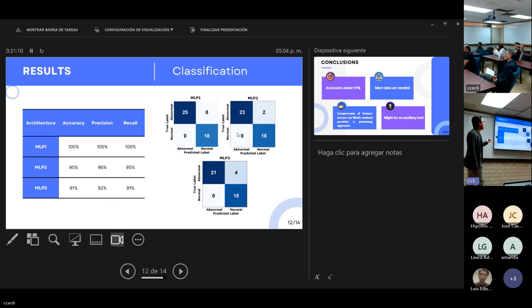So it can be seen that between the largest and the smallest architecture, the difference in accuracy and recall is about 8-9%. So we were capable of performing this classification with 26 neurons, and this type of architecture might be implemented in embedded systems with low resources.